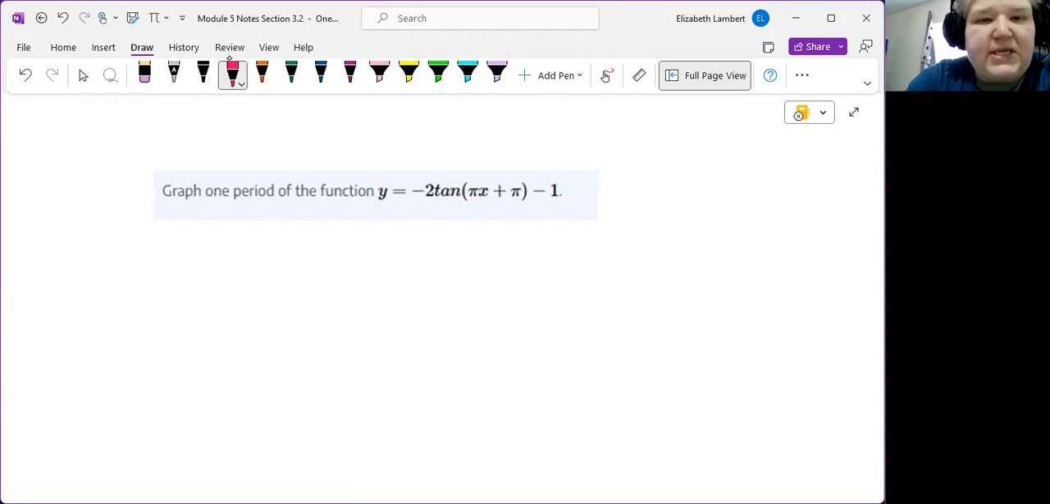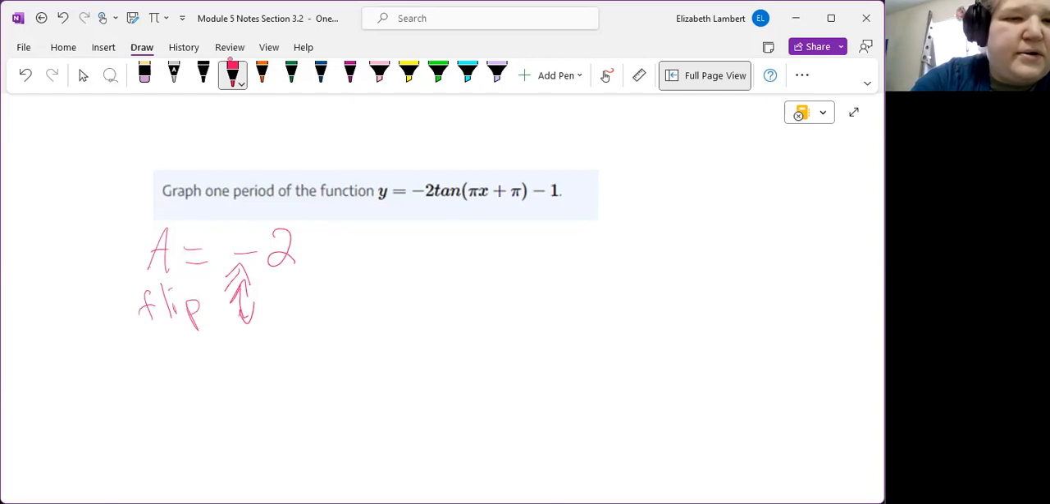So I see my first thing is my A number is -2. So the negative here is going to be responsible for a flip top down. So I'll just put a little up and down arrow there. All right. And then this 2 is going to be a stretch on secondary points.